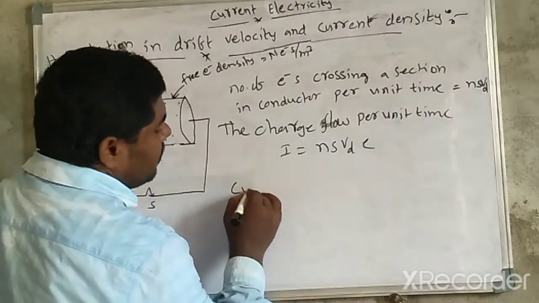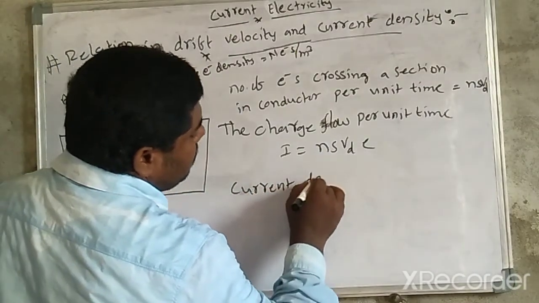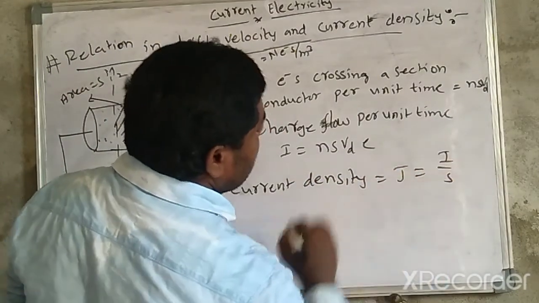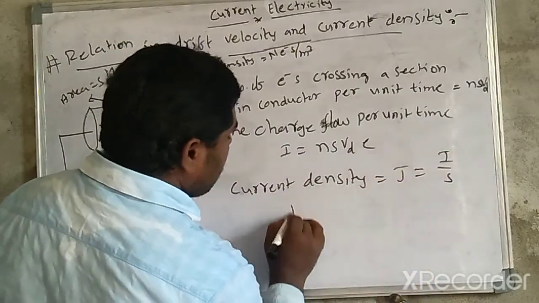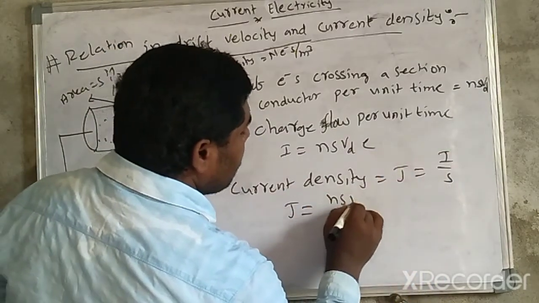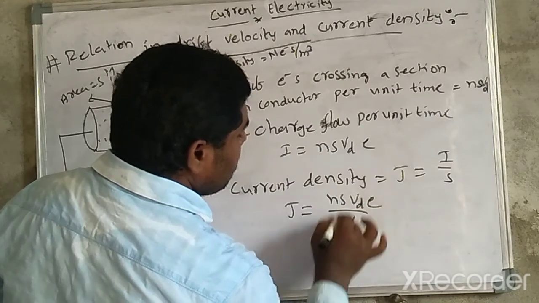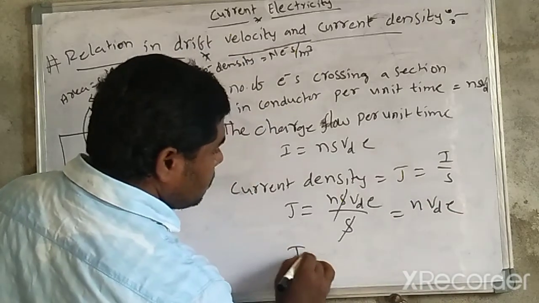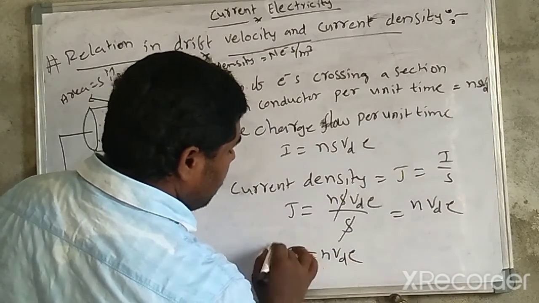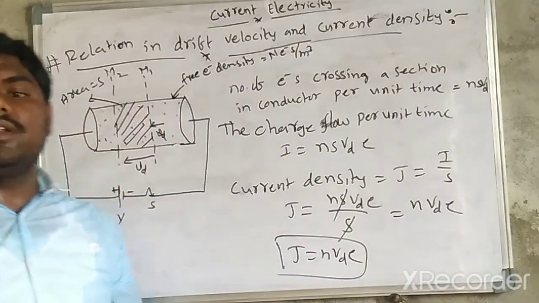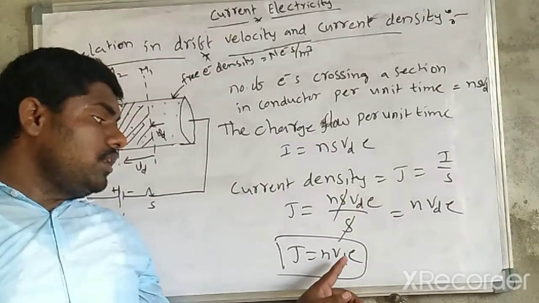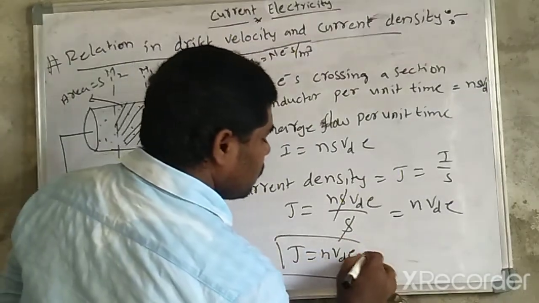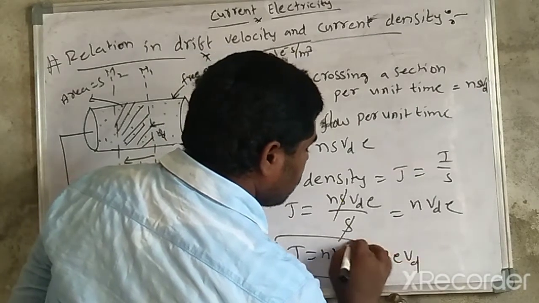Current density J is equal to I by S. Substituting the I value, J is equal to n s Vd e divided by S. S gets cancelled, so current density J is equal to n into Vd into e. Sorry, n e Vd. This is also correct: J is equal to n into e into Vd.